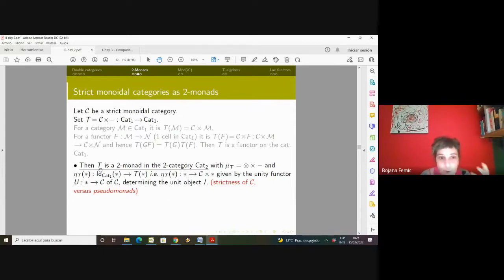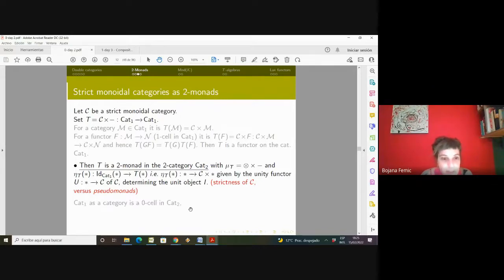Associativity for mu on T. And this corresponds precisely to the strictness of the tensor product in the strict monoidal category. Okay? In general, one can consider two monads in bicategories, where the composition of one cell is not strictly associative. In this case, instead of two monads, they are called pseudomonads. So this notion exists. And then your category C doesn't have to be strictly monoidal.